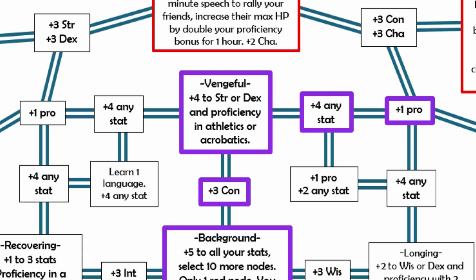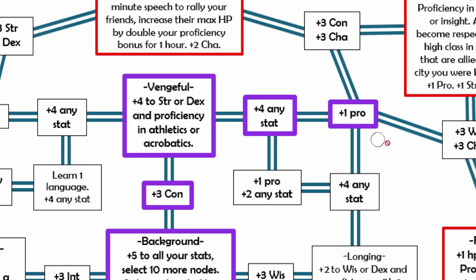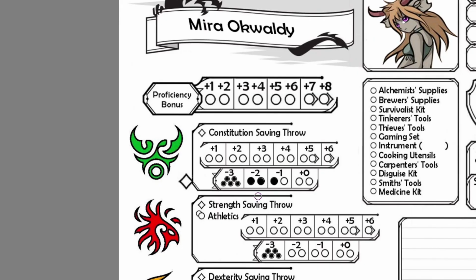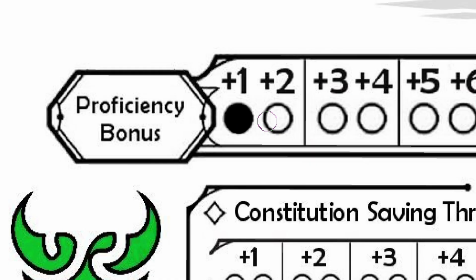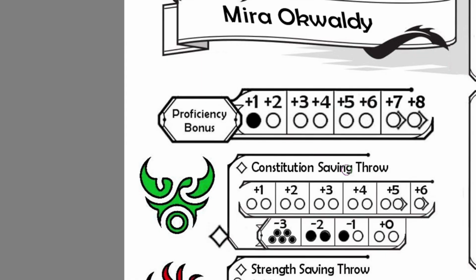For our fourth node, we'll go ahead and pick up a +1 to our proficiency bonus, and this is where we'll start seeing something interesting. My system does not start you off with any proficiency bonus. You have to pick up proficiency bonus increases to get them to any point. So right now, our proficiency bonus is at 0, but after that proficiency bonus increase we just picked up, we now have a +1 to our proficiency bonus.